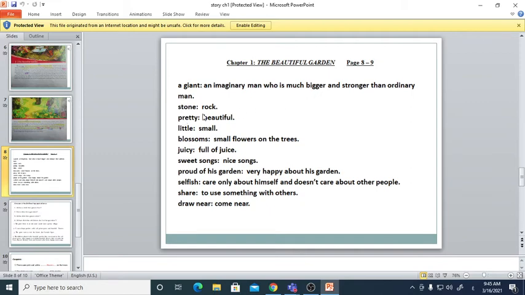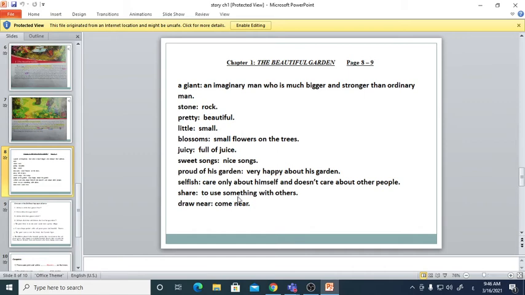The word stone means rock, like the one you can throw on the street or play with on the street, or we use it in many other things. Pretty means beautiful. Little means small. Blossoms is the plural for blossom. What are blossoms? Small flowers on the trees. Juicy, full of juice. Sweet songs, nice songs. Proud of his garden, very happy about his garden.